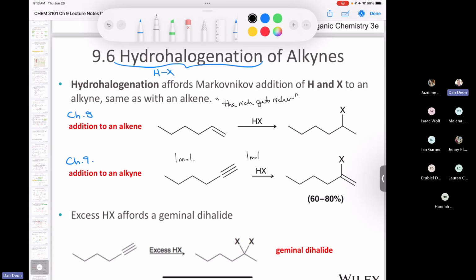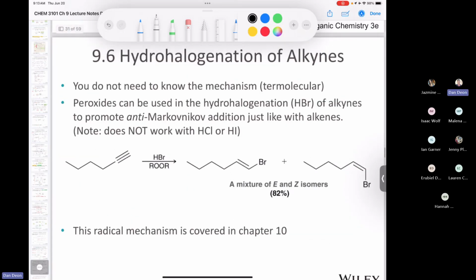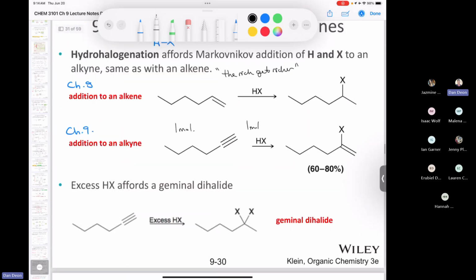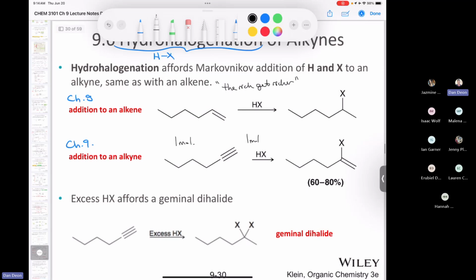All right. So if you use excess HX, it's the same thing. You end up with a geminal dihalide, right? It's 2 successive Markovnikov additions. Well, it turns out that you don't need to know the mechanism for that reaction. So if we go here, it's not just a simple reaction. So no need, I'll put no need for mechanism.